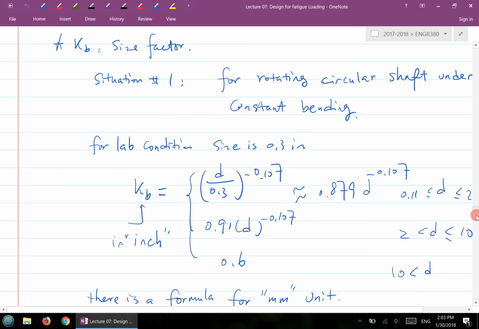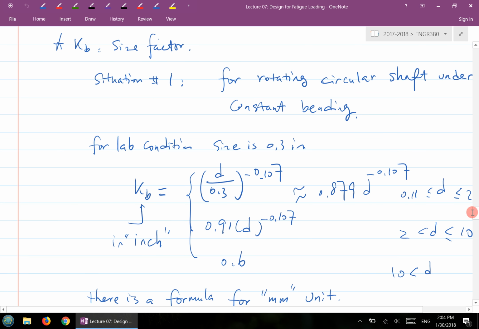The lab condition has a size of 0.3 inch diameter. If your actual size of the shaft is more than that or less than that, then we have to use Kb to modify the endurance limit. There are 4 different situations where we use Kb. First situation, when you have a rotating circular shaft under constant loading. That's the most typical situation, and your Kb formula is listed here.